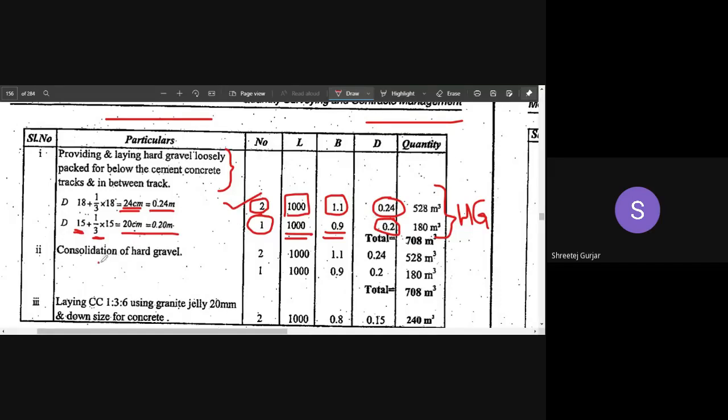Now consolidation of hard gravel. This is the calculation of your material. How much material is required, right? The first thing is for quantity calculation. How much quantity is required, and this is for what? Labor component. So how much quantity you have to consolidate. What is the quantity of consolidation of the material that is required? So it is nothing but the same thing. Okay, so this will be required for your labor cost calculation.